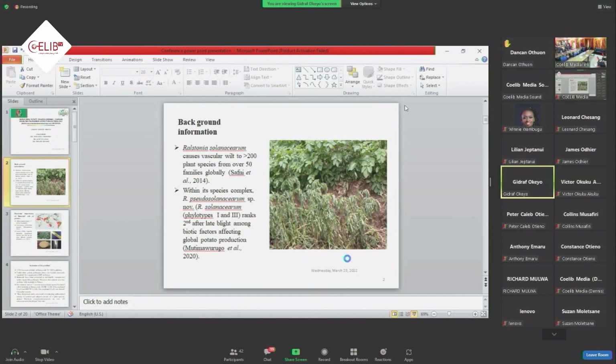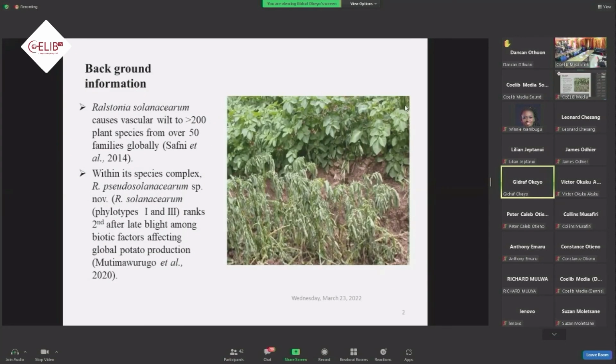So we find that bacterial wilt caused by Ralstonia is the second most important biotic factor affecting potato production in most fields. And it is ranked after late blight, which is a major challenge.